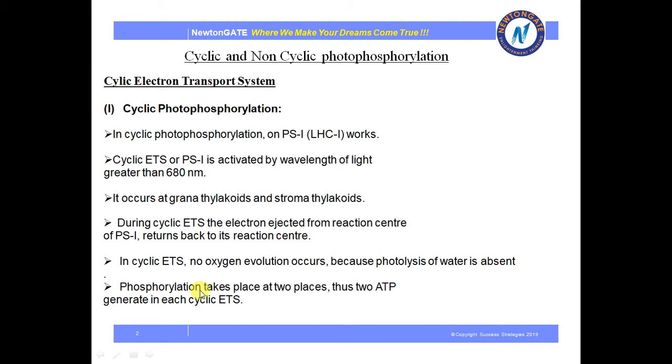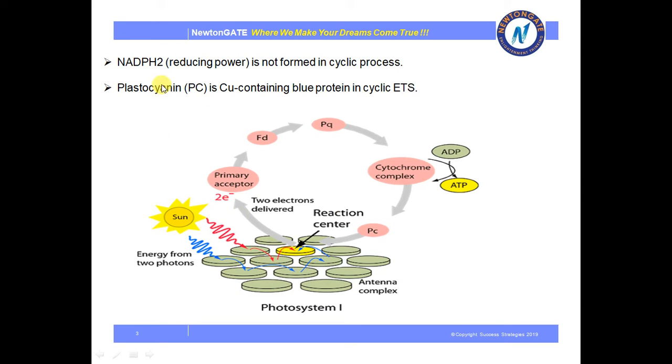The photophosphorylation takes place at two places, thus 2 ATP generate at each ETS. Very important, 2 ATP generate at each ETS because photophosphorylation takes place at two places, one at the grana thylakoid and the other at the stroma thylakoids. NADPH2 is not formed in the cyclic process. As I previously also mentioned, no NADPH2 is formed, only ATP is formed.